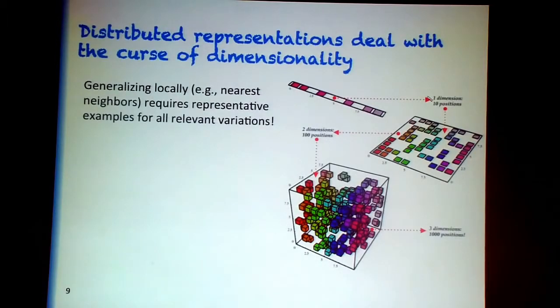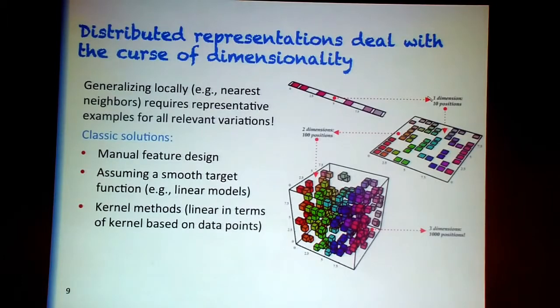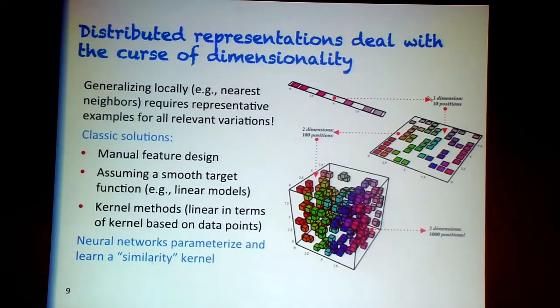If we just have hard clusters or nearest neighbors, we have to have examples for every little point in the space, which is growing exponentially as the dimension increases. And so this has been a huge problem for machine learning. There are other solutions to this problem. One classic solution is manual feature design, where we basically specify by hand the dimensions on which you're allowed to generalize and treat things as the same. You can get generalization by assuming something like a linear model, like a linear regression model, which tells you how you should be able to generalize. There's been a lot of work in kernel methods, which will also give you a basis for generalizing. But in this space, neural networks are a very promising method, because they give you an automatic method to parameterize and then learn a similarity kernel, which will be appropriate for different tasks.